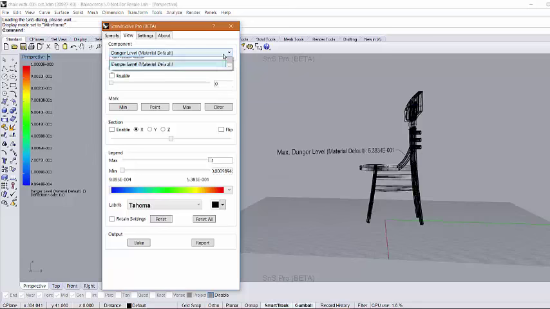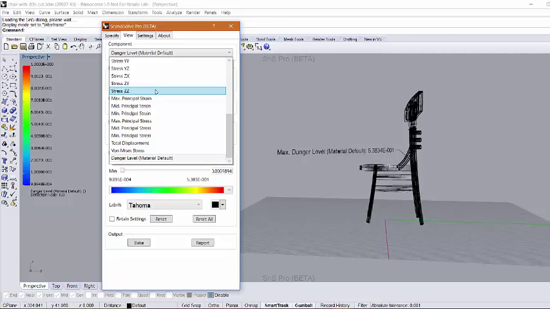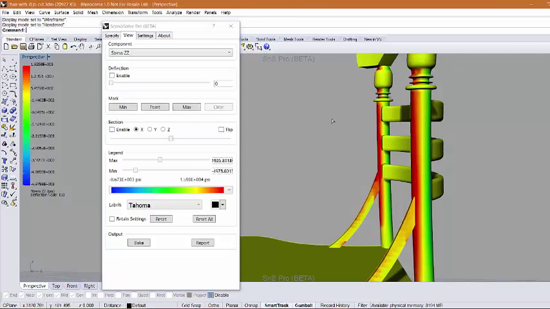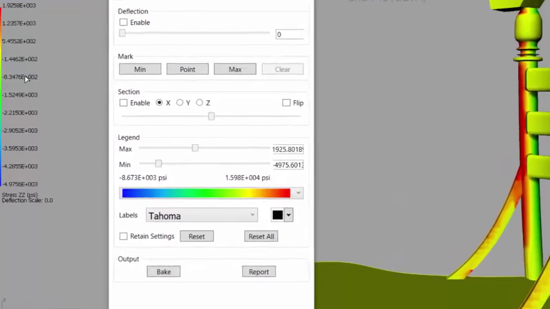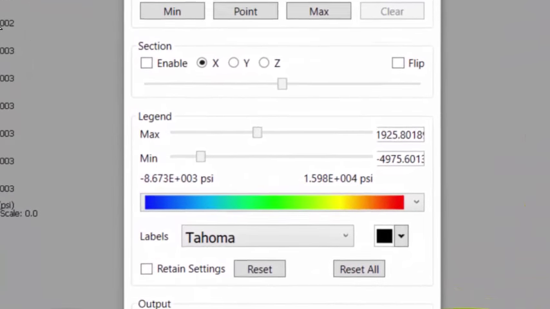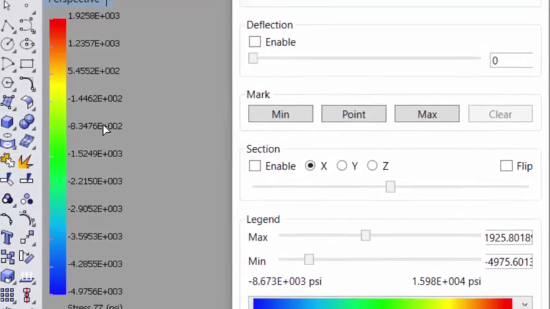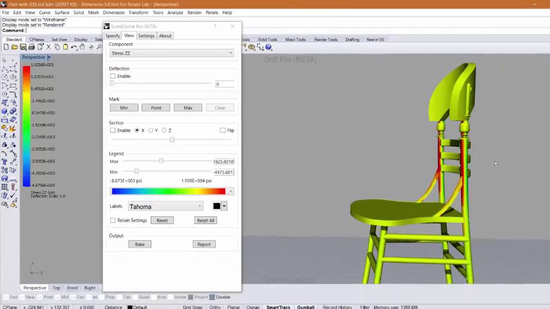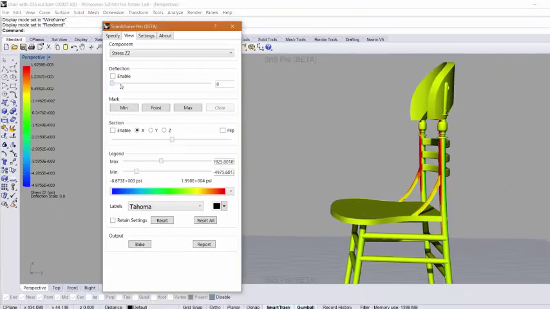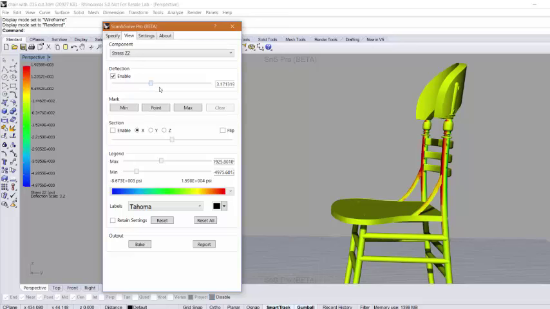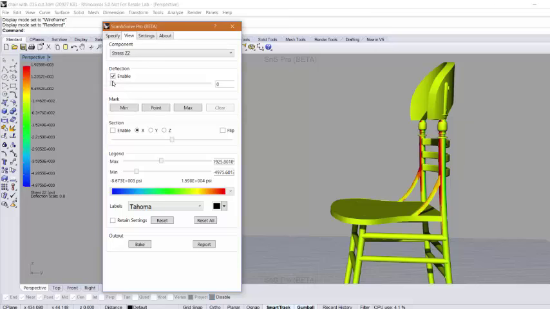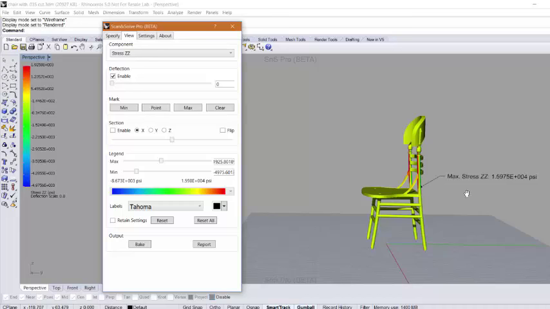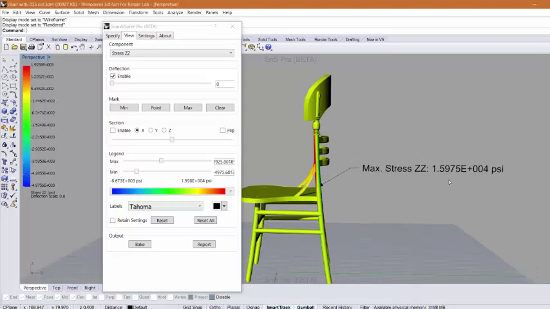One additional interesting area to look would be in the stress ZZ to view the tension and compression of the chair. The legend has been adjusted so that the orange and red are positive, which represent tension, and the yellow, green, and blue are negative, which represents compression. This is what we would expect to see by the deformation that the chair experiences. This type of bending will put the inner edge into tension and the outer edge into compression, which is exactly what the results show. The maximum stress in the ZZ direction is about 1.6 times 10 to the 4 psi.